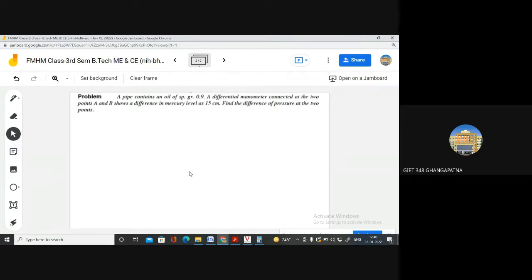So I hope you have written the question. What is the given data? One given data is the specific gravity of the oil present in the pipe. If specific gravity is given, you know how to find the density. Then a difference in mercury level is also given, H, 15 centimeter. Then the specific gravity of mercury is not given, but you know it, 13.6. And you know how to find the density of mercury also. Now, the difference of pressure is given by a particular formula. Let us see that formula here.